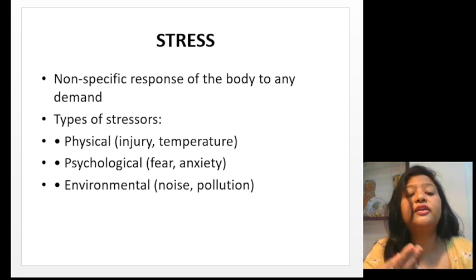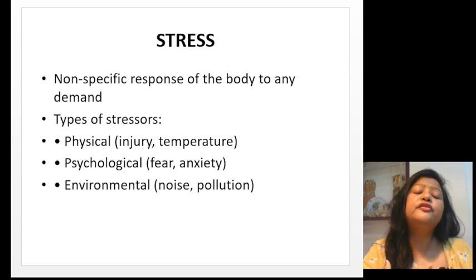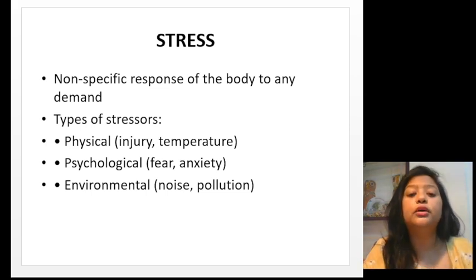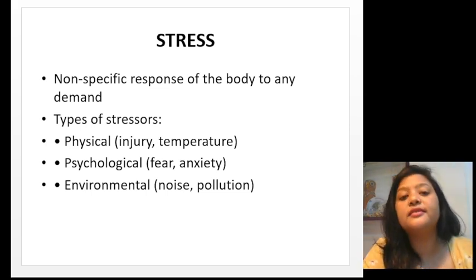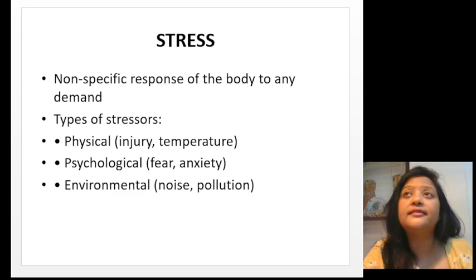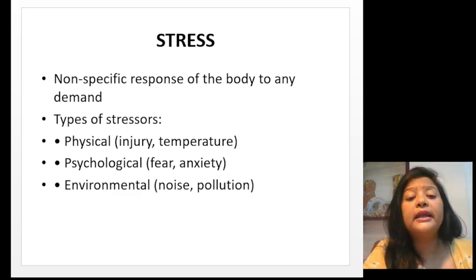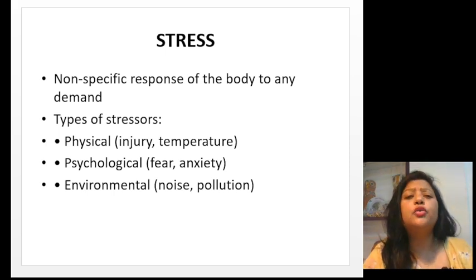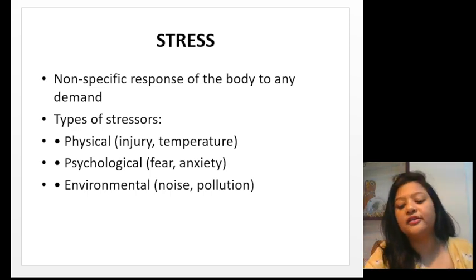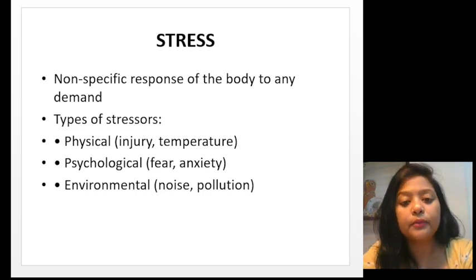This stress may be of three types: physical, psychological, and environmental. Suppose you get an injury, or the temperature is too high or too low, and your body faces physical stress. Suppose you are fearing something, and you're having anxiety or depression, these are all psychological stress. And environmental means suppose there's some noise around you, or maybe there's some pollution around you, so you feel environmental stress. These are the three types of stresses that occur in your body.